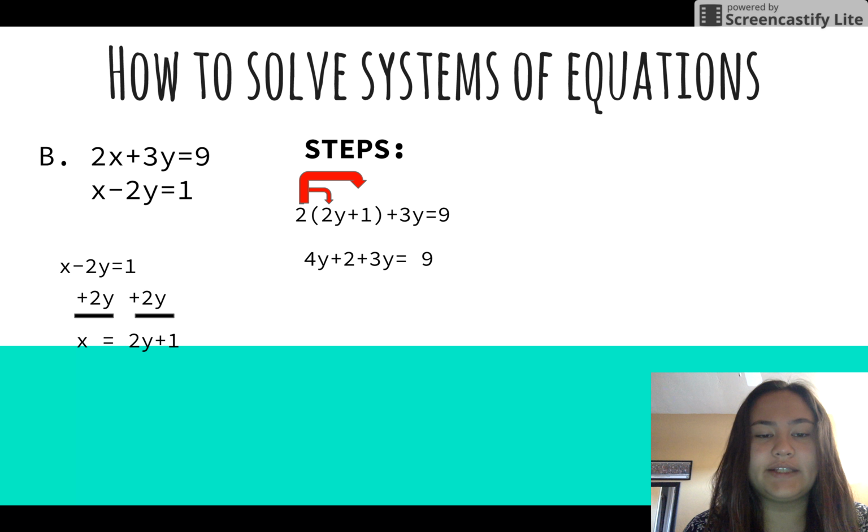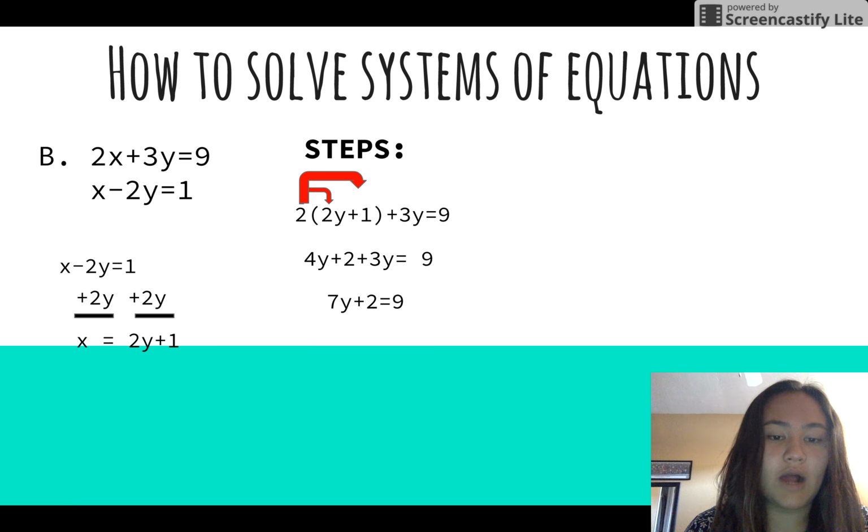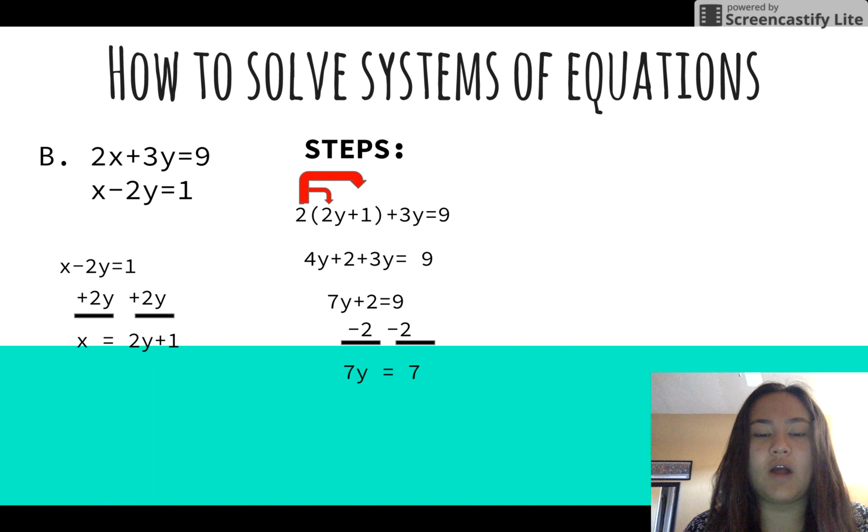Now we're going to combine like terms, which is 4y and 3y, and that's going to equal 7y plus 2 equals 9. Now we want to isolate the y again, so we're going to subtract 2 from both sides, and that's going to leave us with 7y equals 7. Now we're going to isolate again, and that's going to leave us with y equals 1.